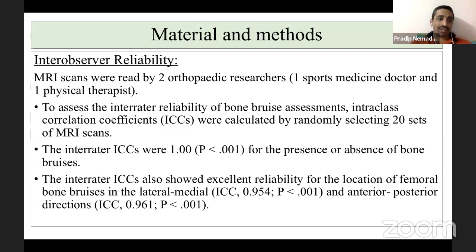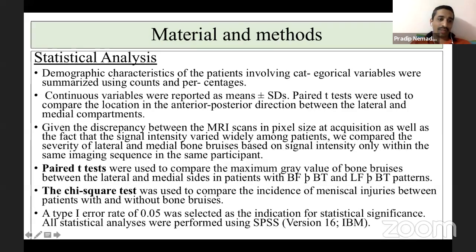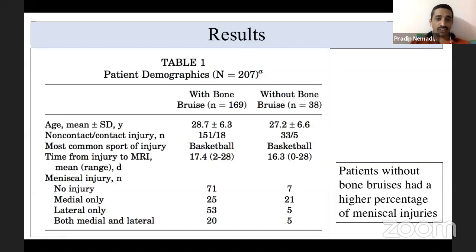They have also calculated inter-observer reliability. We don't need to go into detail of that. Appropriate statistical methods, the paired t-test and chi-square test, were also done, and I don't think discussing that is of much importance considering the nature of today's journal club. So, coming to results.